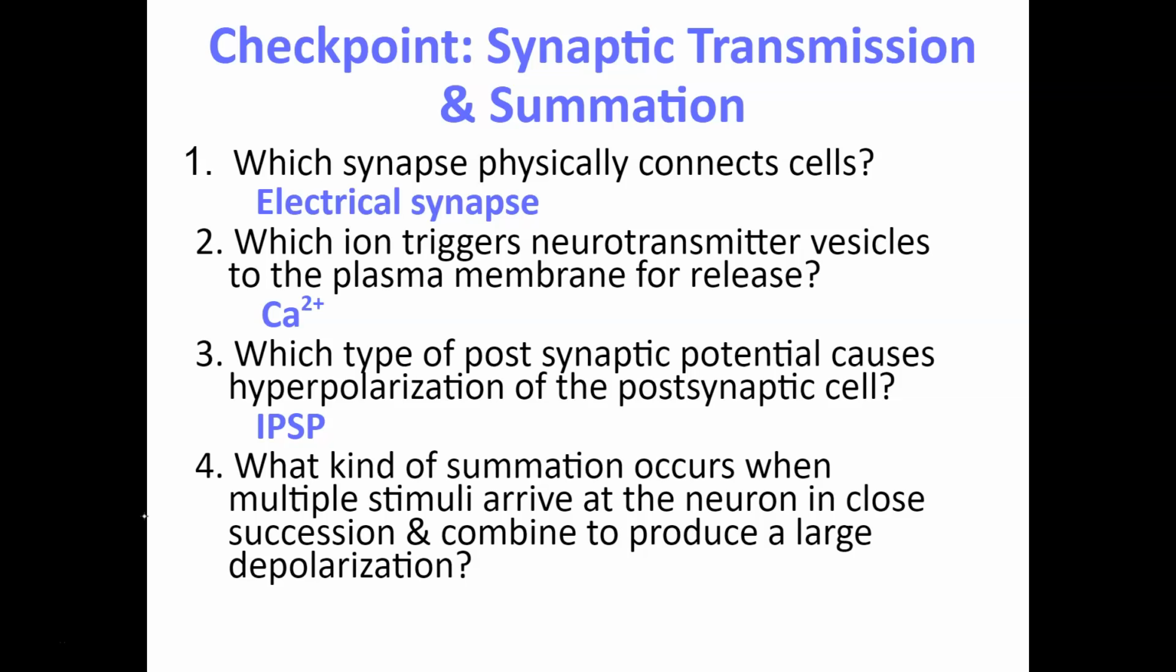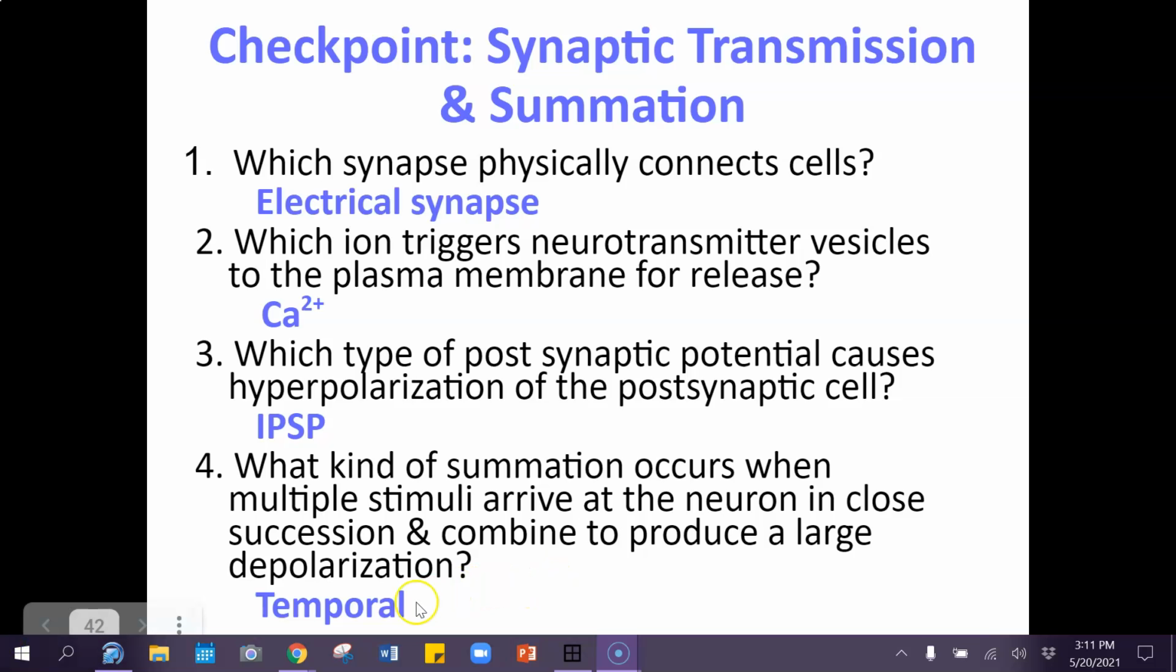And finally, what kind of summation occurs when multiple stimuli arrive at the neuron in close succession and combine to produce a large depolarization? That would be temporal. Yes, I am correct. I lost my mind for a minute there. That would be temporal summation. Because if it were spatial, then the multiple stimuli would have to arrive at the same time.